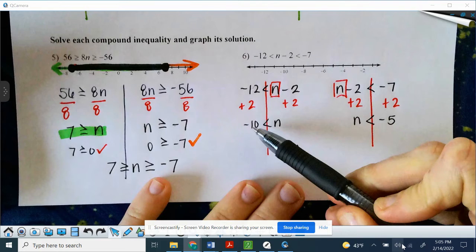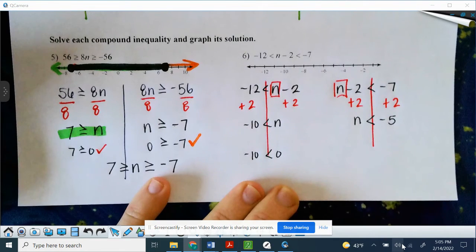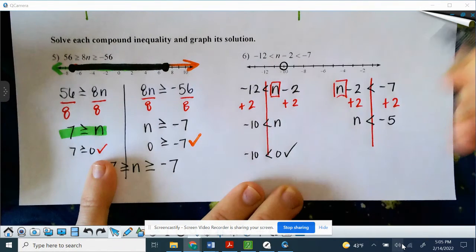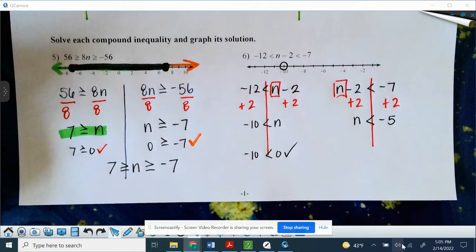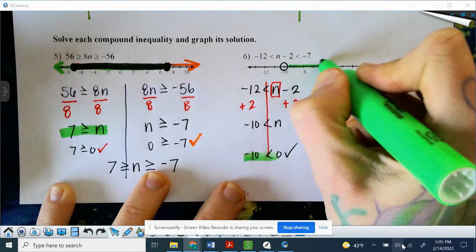So we can do test point 0. So negative 10 is less than 0. Is that a fact? Negative 10 is less than 0. So we're going to go up to negative 10. 0 works. So we're going to shade in the direction. We'll shade in green, in the direction of 0, which is going to be up this way.